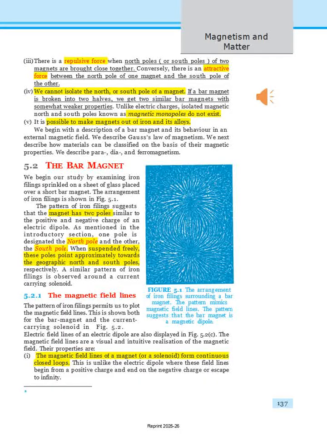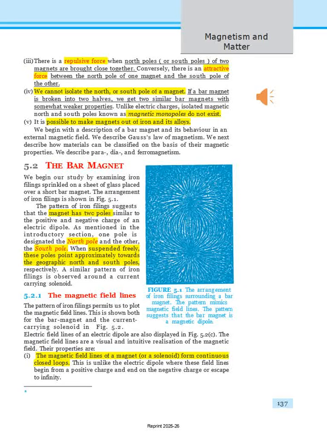We cannot isolate the north or south pole of a magnet. If a bar magnet is broken into two halves, we get two similar bar magnets with somewhat weaker properties. Unlike electric charges, isolated magnetic north and south poles known as magnetic monopoles do not exist. It is possible to make magnets out of iron and its alloys.